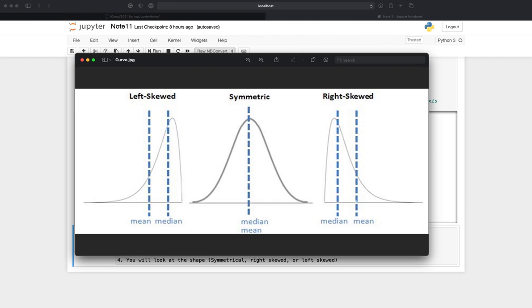Okay, so now there's a question I always ask my students. Which one is bigger in a right skewed distribution, mean or median? Think about this. If you paid attention to what I said so far, you will be able to explain this and you will be able to know where exactly the median is.